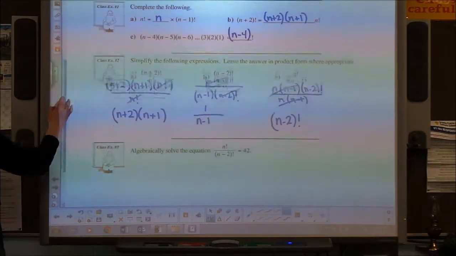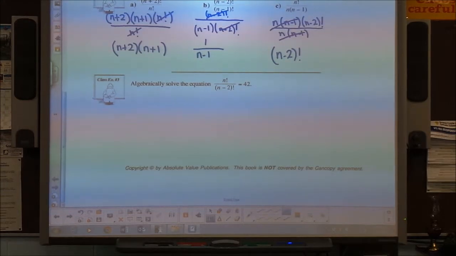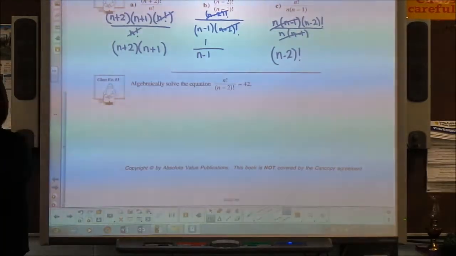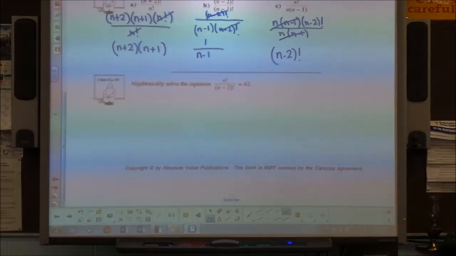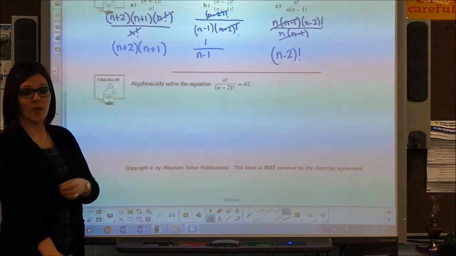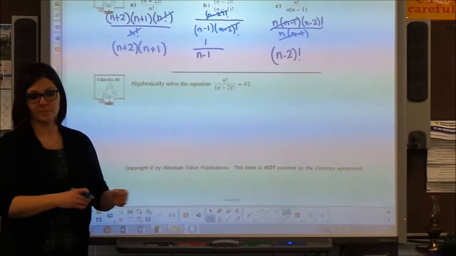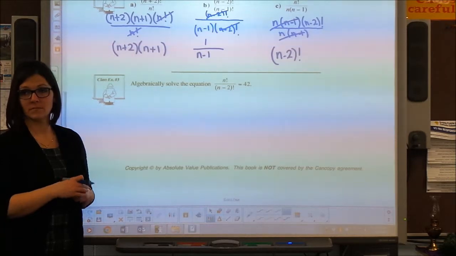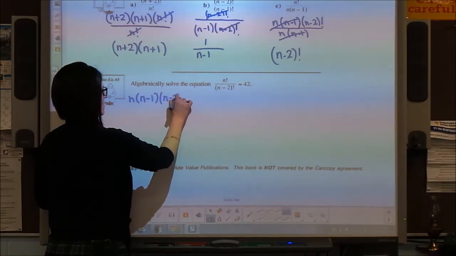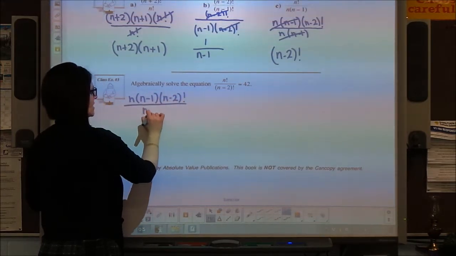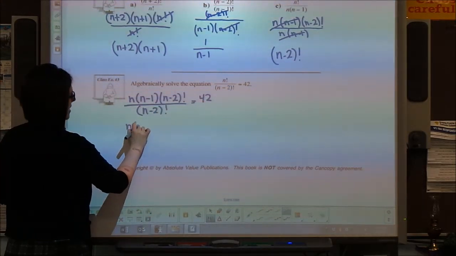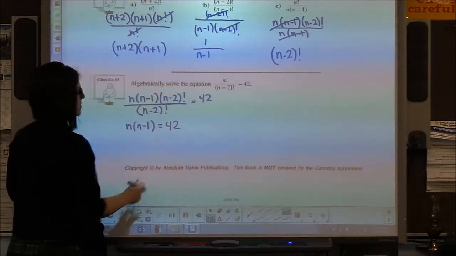So now that we've simplified these, we can actually solve equations using factorial notation. So if I look at this one, this n over n minus 2, which one's the larger value, the top or the bottom? The top, so that's what I'm going to expand. So n factorial, if I expand it out, becomes what? N times n minus 1, n minus 2 factorial. And then that cancels out the n minus 2 factorial on the bottom. So that leaves me with n times n minus 1 equals 42.